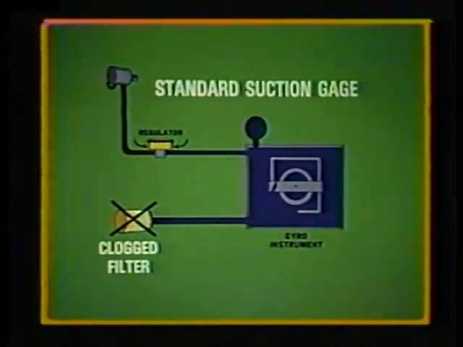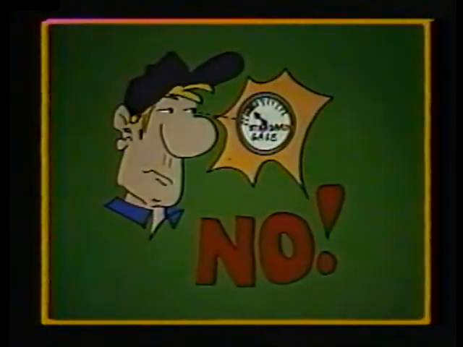If a filter clogs or the line from the filter to the instrument becomes pinched, the suction gauge will give no indication of trouble. In fact, the reading may be even slightly higher than normal. A standard pressure gauge will give the same misinformation. A clogged system can restrict the airflow, but as long as the regulator functions properly, an indication of sufficient pressure will be seen.